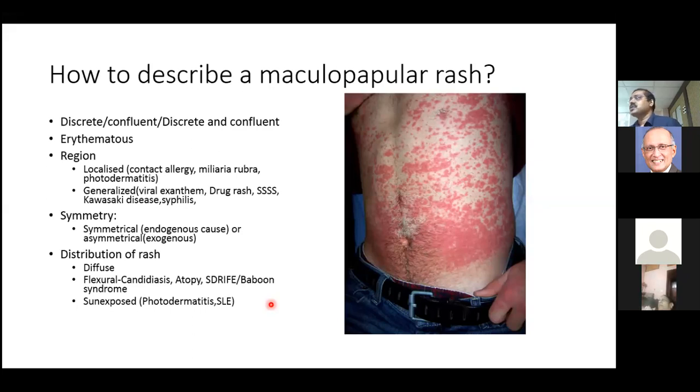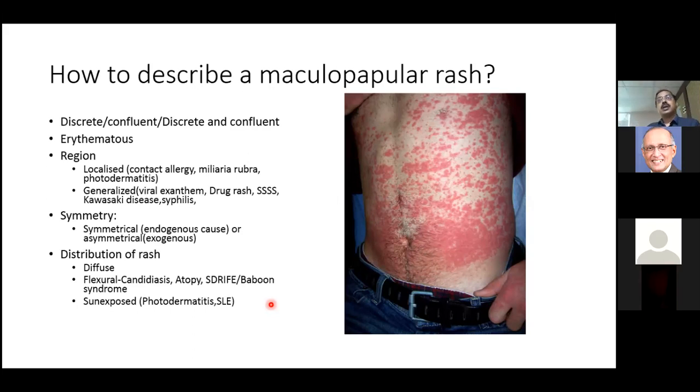That is how most of us go to do the gardening, with the dhoti folded up. So you will get a maculopapular rash only on the legs. So that will give you a clue that probably it is something exogenous. So you should see whether it is a localized or a generalized rash. Then look for the distribution. Is it a diffuse distribution?